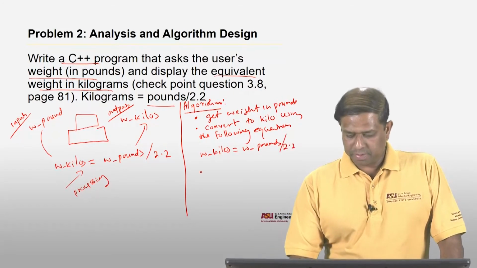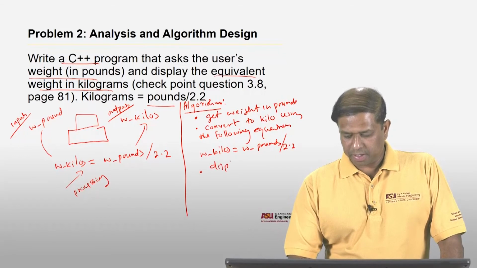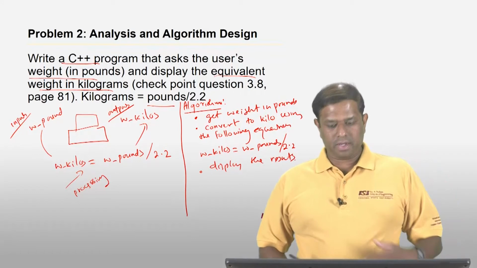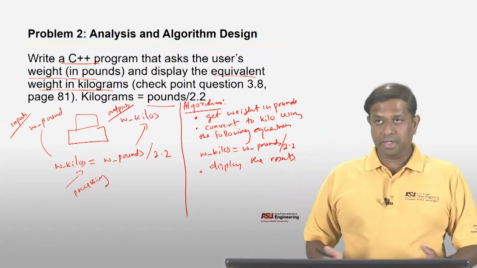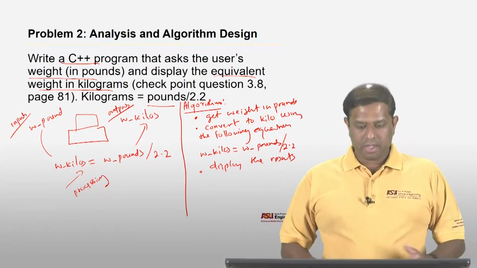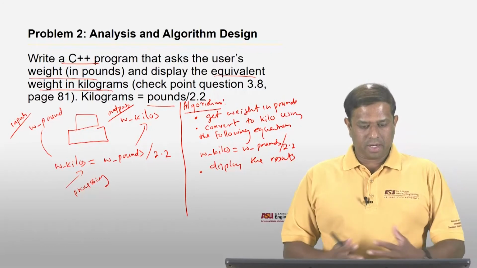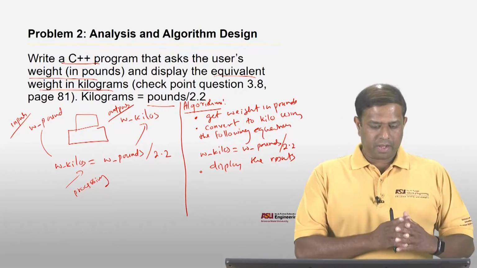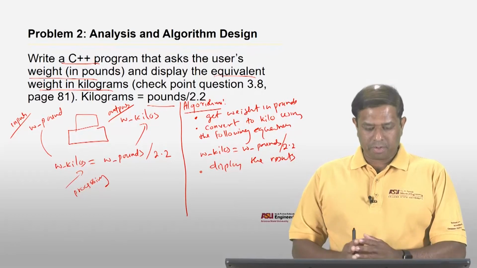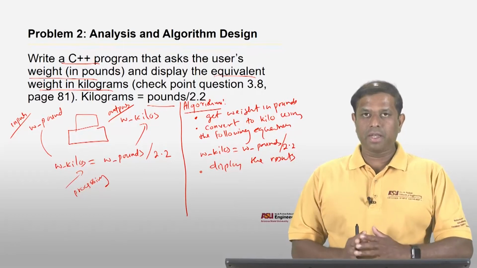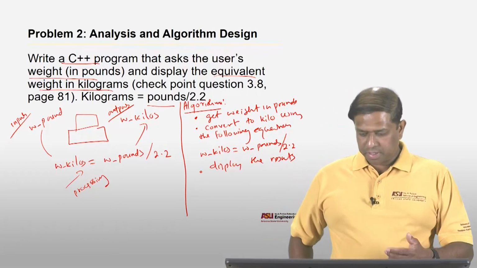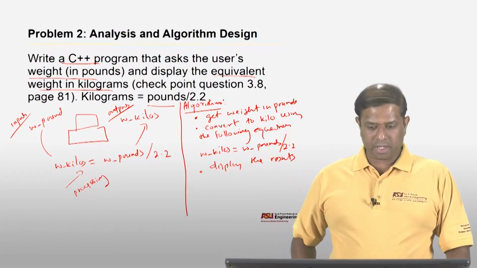So weight in kilos equals weight in pounds divided by 2.2. Now, after doing this, we can display the results. Right? So it's a pretty simple algorithm. It has only 3 steps doing this whole calculation, but again that captures the essence of the problem solving process, where we analyze what the inputs are, what the outputs are, and then figure out how we can get the expected output from the inputs. All right. So let's try to construct the program using this algorithm.